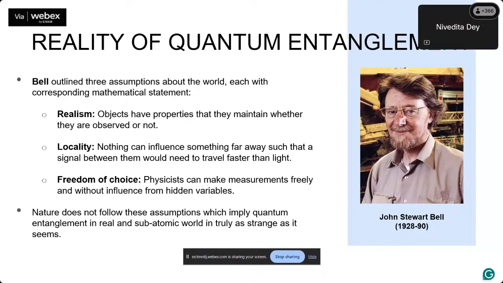Second is locality: nothing can influence something far away such that a signal between them would need to travel faster than light. So it actually supports the relativity theory as well, with the speed of light being about 3 times 10 to the power 8 meters per second. So the locality principle has to be there. Third one is the freedom of choice: physicists can make measurements freely and without any influence from hidden variables.